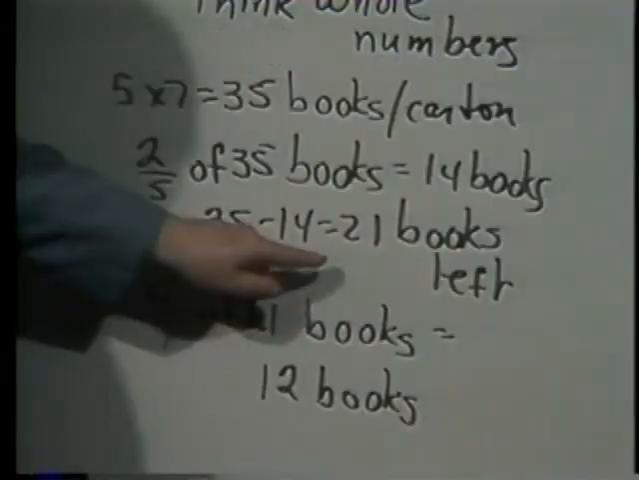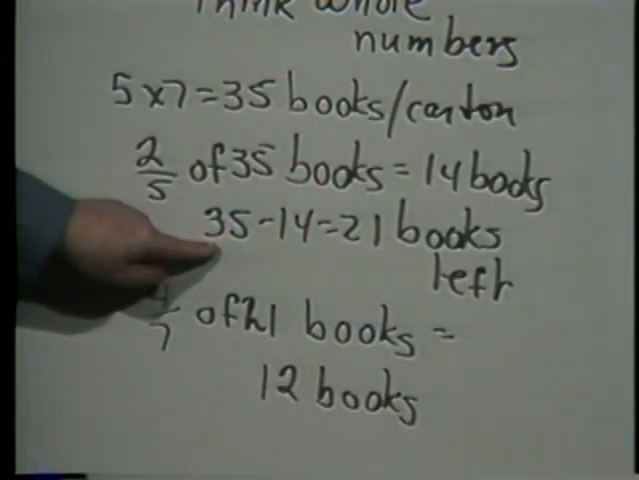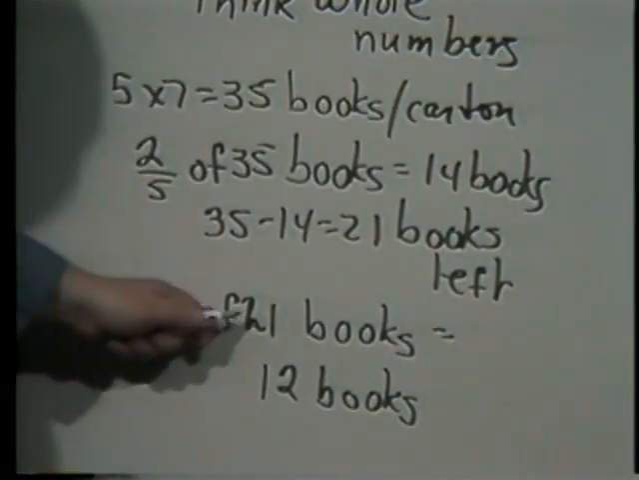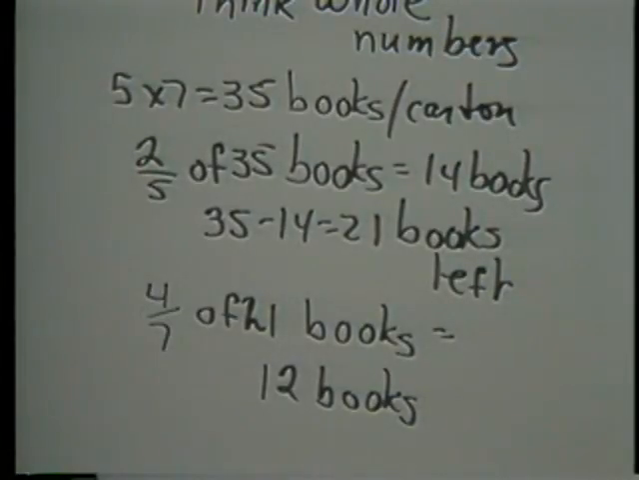Well, if he bought 14 and there were 35 to start with, how many are left? 35 minus 14, which is 21. What are you buying? You're buying 4/7 of the 21 books left. 7 goes into 21 3 times. 3 times 4 is 12.